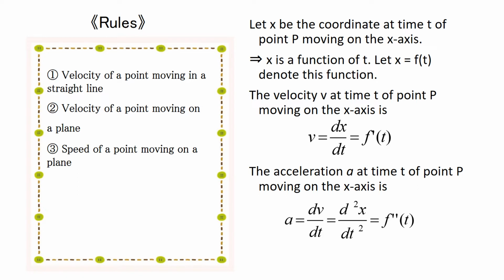The velocity v of point P moving on the x-axis at time t is dx/dt, which is f prime of t, or in other words, the derivative of f of t. The acceleration a of point P moving on the x-axis at time t is dv/dt, which is f double prime of t, or in other words, the second derivative of f of t.